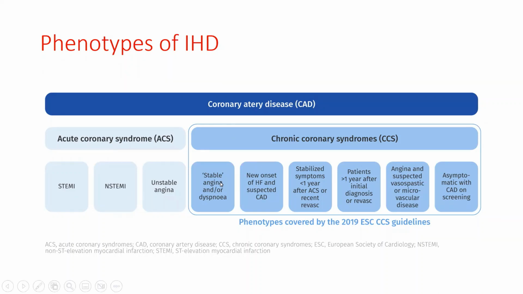And here are just 5 phenotypes of chronic coronary syndrome, but we have more, okay? So chronic coronary syndrome has replaced the old terminology of chronic ischemic heart disease or stable coronary artery disease, okay?